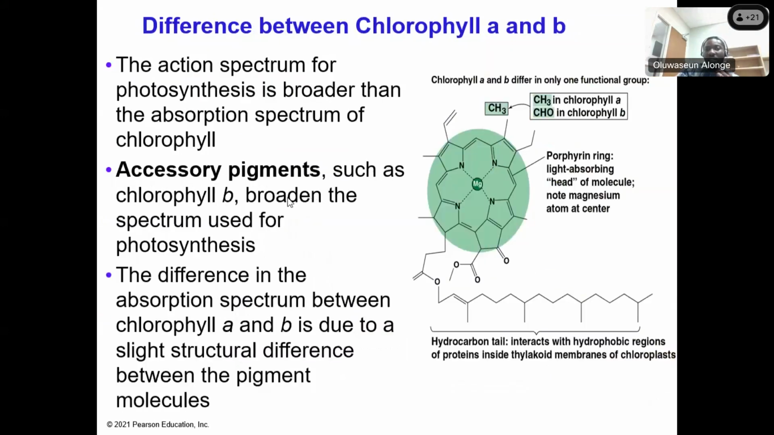All right. So the action spectrum of photosynthesis is broader than the absorption spectrum of chlorophyll. Accessory pigments majorly help to broaden the spectrum that is used for photosynthesis.